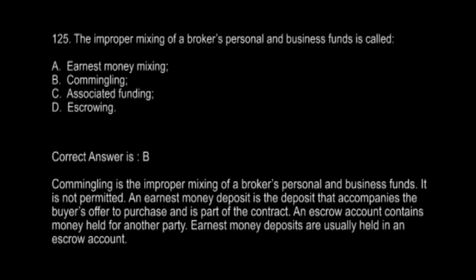Correct answer is B. Commingling is the improper mixing of a broker's personal and business funds. It is not permitted. An earnest money deposit is the deposit that accompanies the buyer's offer to purchase and is part of the contract. An escrow account contains money held for another party. Earnest money deposits are usually held in an escrow account.